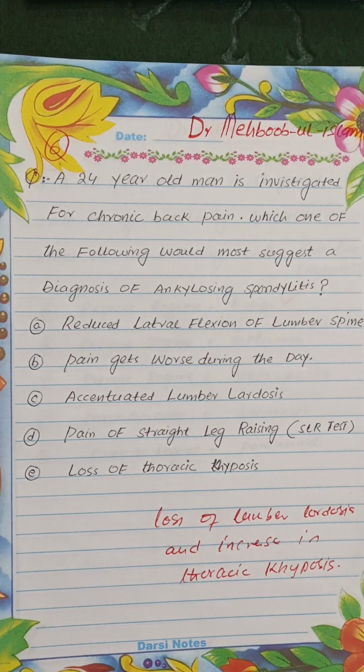Question number 6. A 24-year-old man is investigated for chronic low back pain. Which of the following would most suggest a diagnosis of ankylosing spondylitis? Option A, reduced lateral flexion of the lumbar spine. Pain gets worse during the day. Accentuated lumbar lordosis. Pain on straight leg raising test. Loss of thoracic kyphosis. So look at option A, reduced lateral flexion of the lumbar spine.